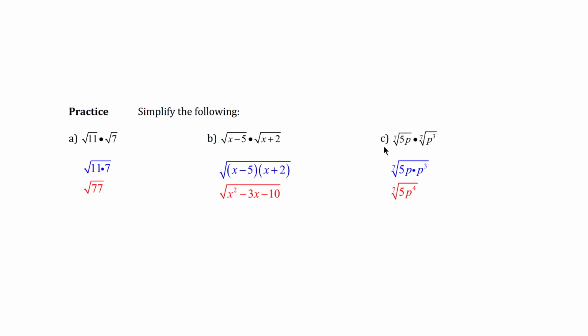Moving on to part C, again we apply the product rule. We have the seventh root of 5p times p cubed. Multiplying 5p and p cubed together, we get 5p to the fourth power. Our final answer is the seventh root of 5p to the fourth power.